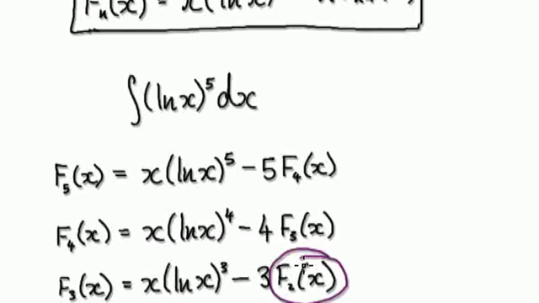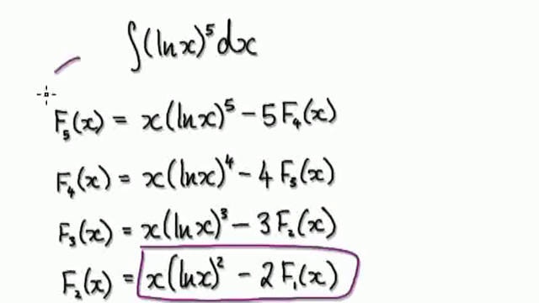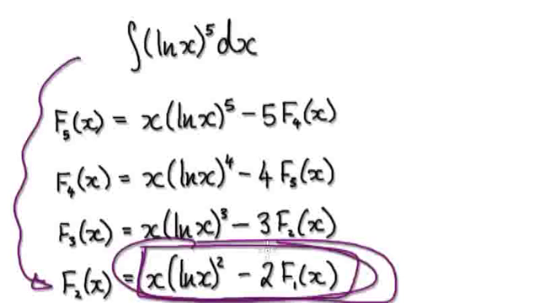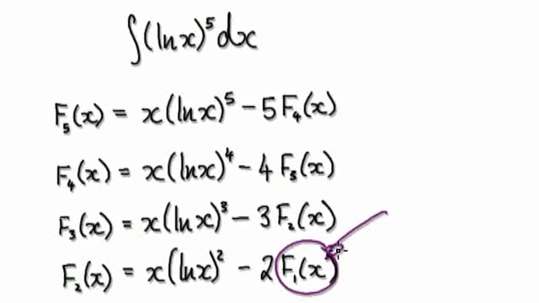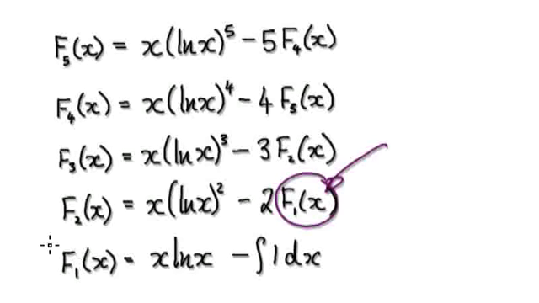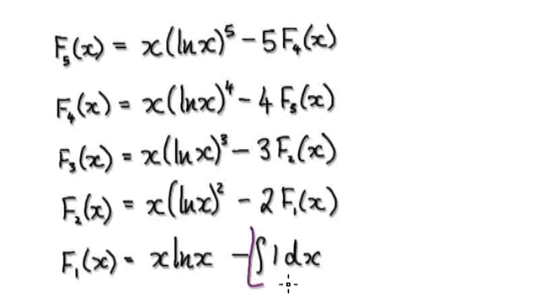But then we don't know f of 2. So f of 2 here would be given by this, because we would then apply the reduction formula for f of 2. So f of 2 would be this whole thing here, so it would be 2 times f of 1. But then we don't know f of 1, so we need to reapply the same process again. So f of 1 would be given by this.